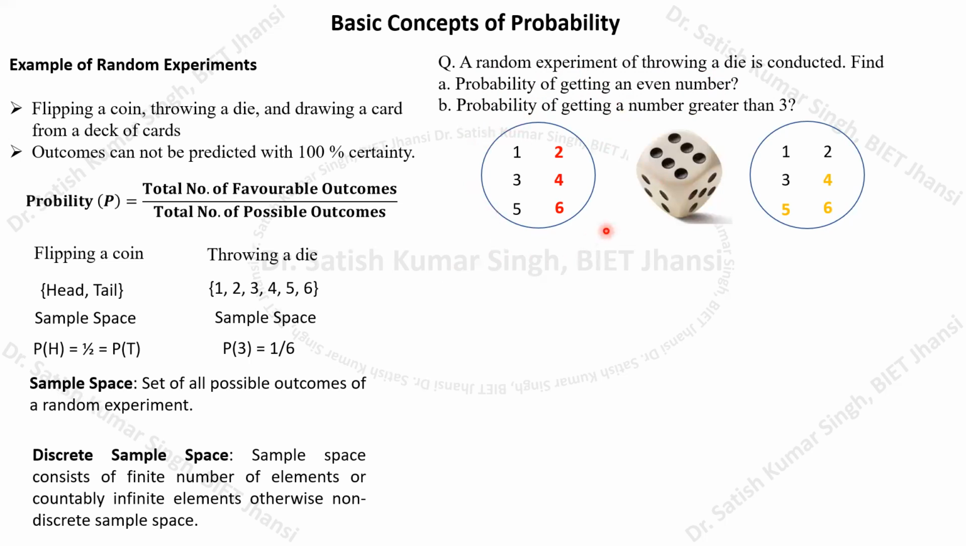Then here you can see that we can have 3 numbers which are even. Okay, 2, 4, and 6. So out of 1 to 6, these numbers are actually even: 2, 4, 6. Similarly, consider the probability of getting a number which is greater than 3. So those outcomes will be 4, 5, 6.